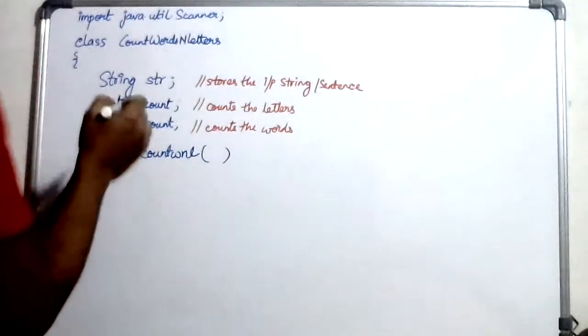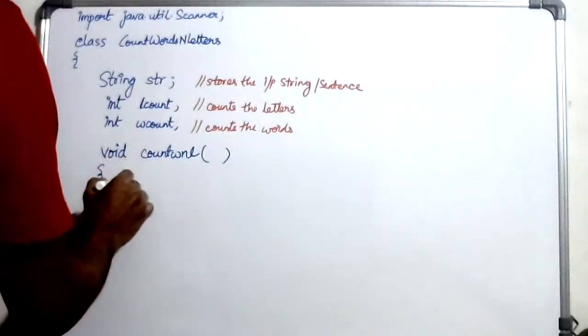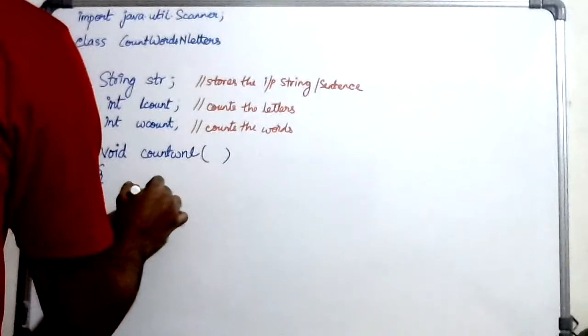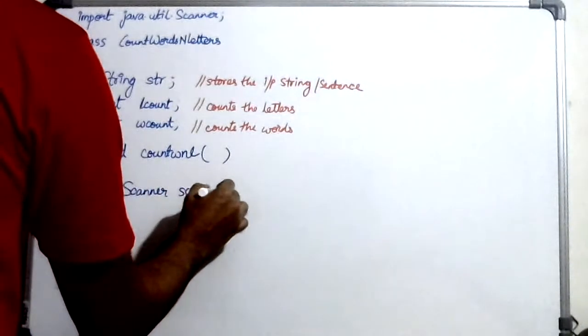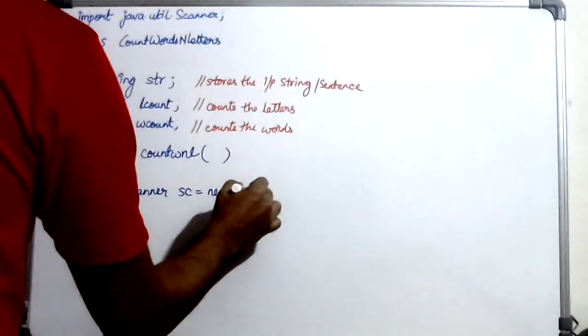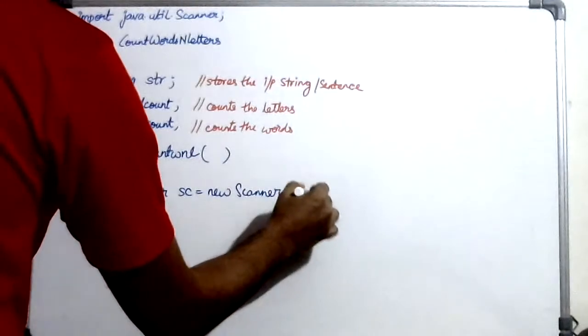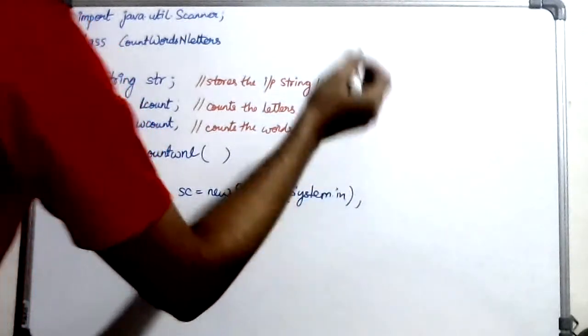We start the function. Inside the function, since we are taking an input for the sentence in this particular function, we'll have to define the scanner class here. Scanner sc is equal to new Scanner(System.in).